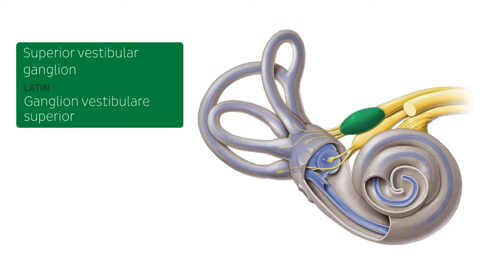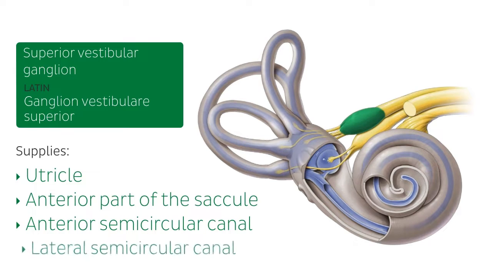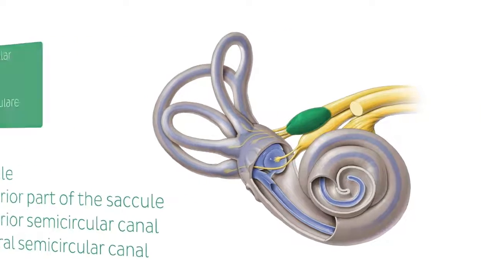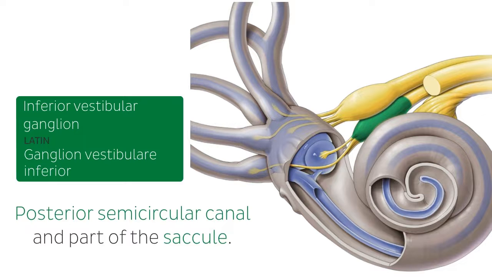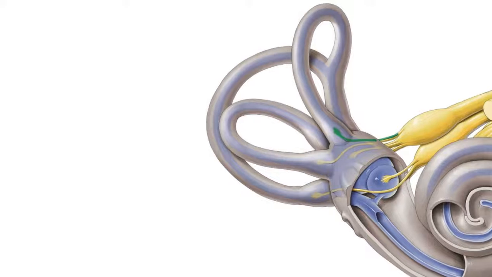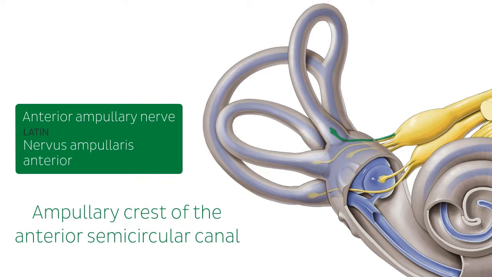The superior part of the vestibular ganglion supplies the utricle, the anterior part of the saccule, the anterior semicircular canal, and the lateral semicircular canal. Whereas the inferior vestibular ganglion supplies the posterior semicircular canal and part of the saccule. The anterior ampullary nerve is a branch of the vestibular nerve. This nerve arises from the superior part of the vestibular ganglion to supply the ampullary crest of the anterior semicircular canal.